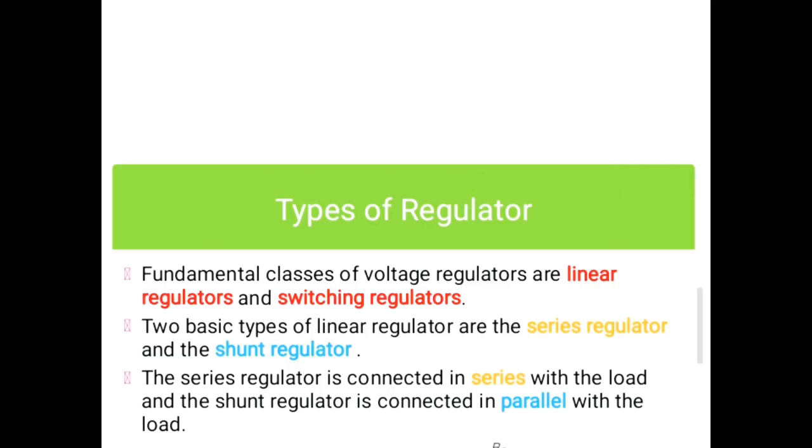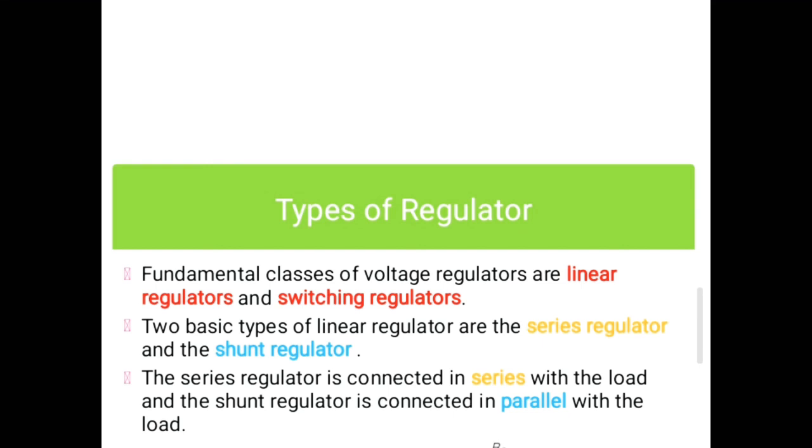Types of regulator. Fundamental classes of voltage regulator are linear regulator and switching regulator. Two basic types of linear regulator are series regulator and shunt regulator. The series regulator is connected in series with the load and the shunt regulator is connected in parallel with the load.